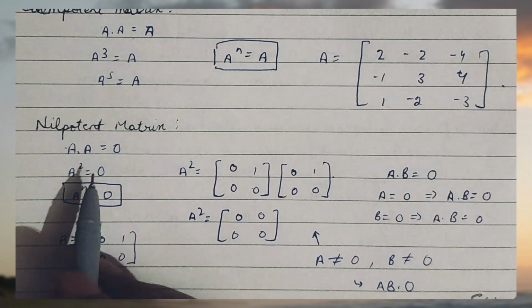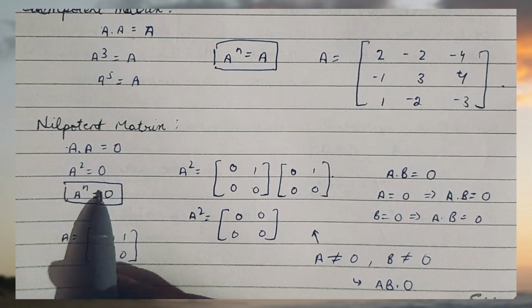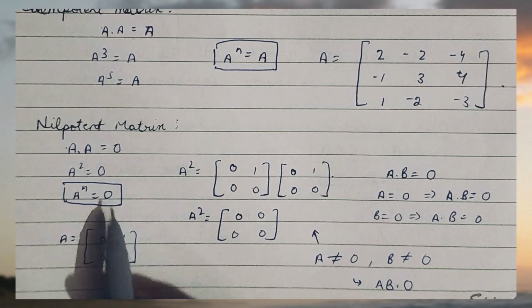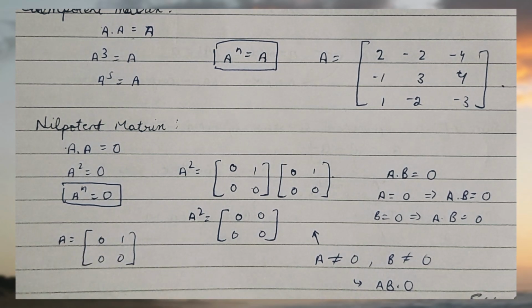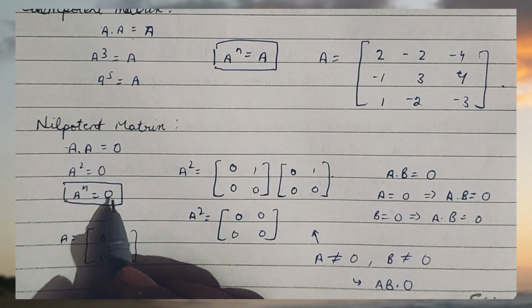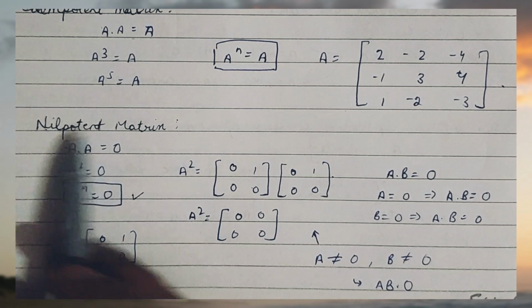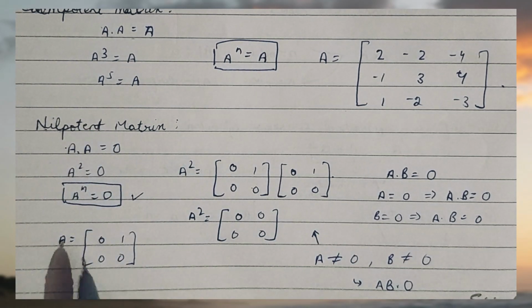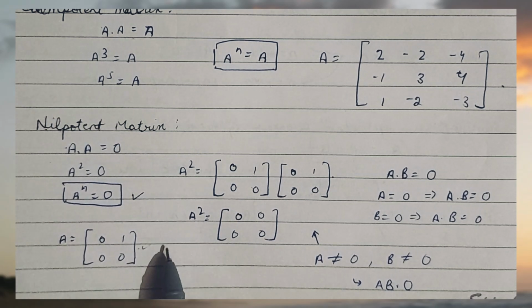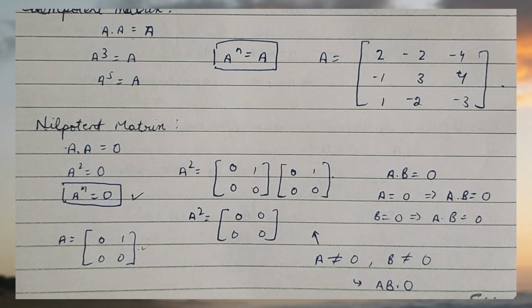For a nilpotent matrix, A raised to power n is equal to 0, meaning for some natural number n, A raised to power n is 0, then it is a nilpotent matrix. Nil means 0. This is an example of a nilpotent matrix, where A raised to power n is equal to 0.